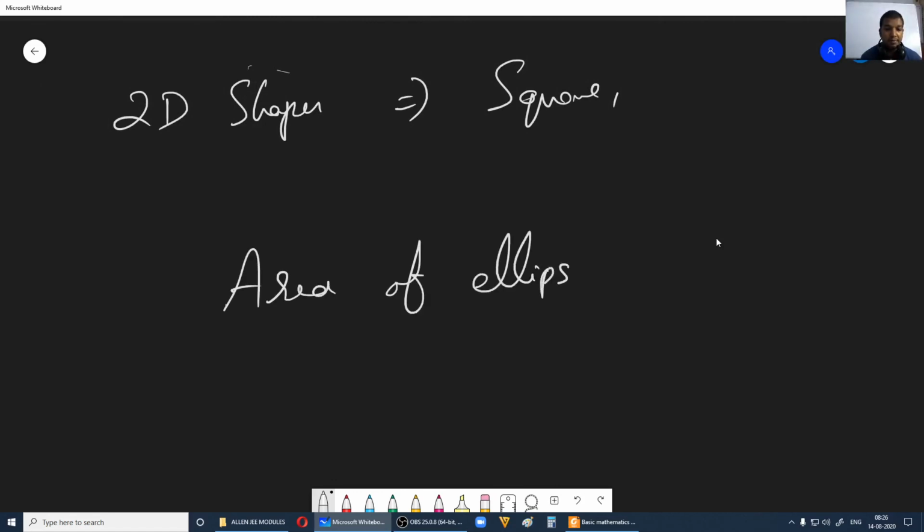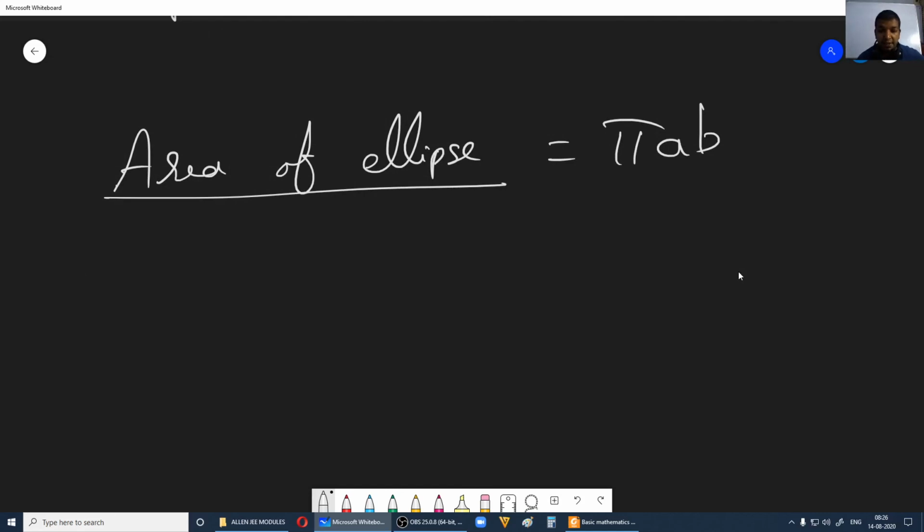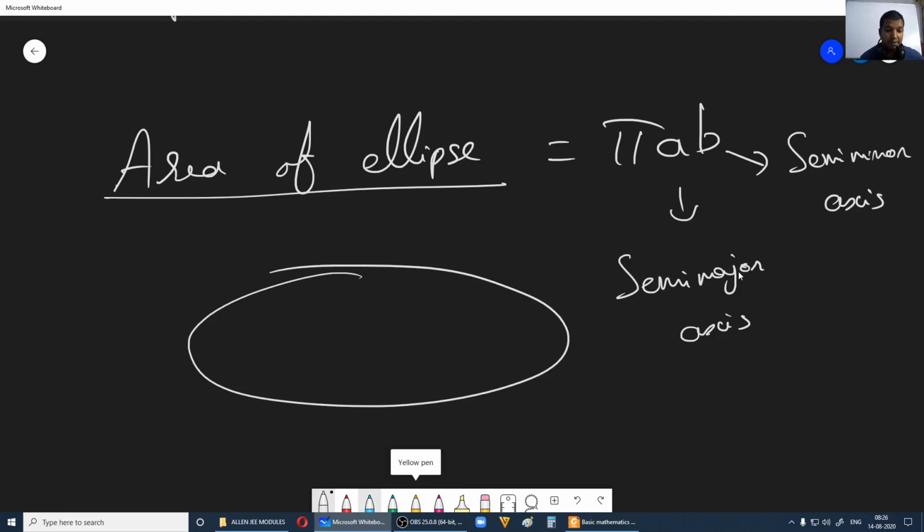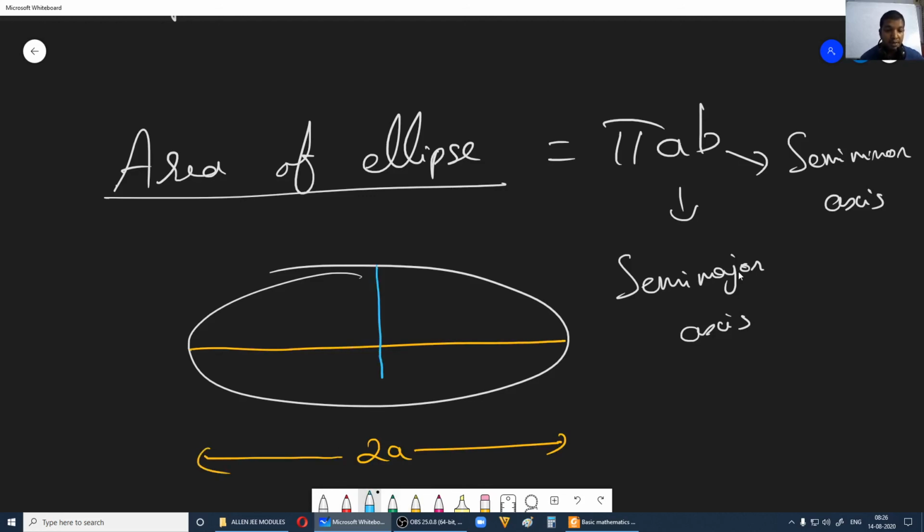Area of ellipse is given as pi AB. Now you know A and B. A is actually the semi-major axis, the length of the semi-major axis. B is the semi-minor axis, half of the length of the minor axis. That's all. So this is the ellipse. Now this yellow line, we'll call it the major axis. Its length is usually denoted by 2a. This blue line is called the minor axis, so its length is denoted by 2b. So half of it will be a and b, right?